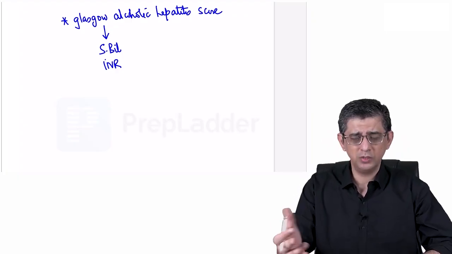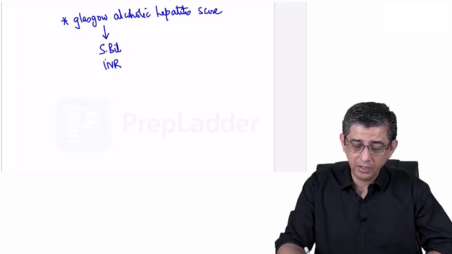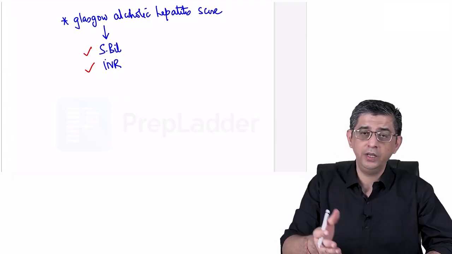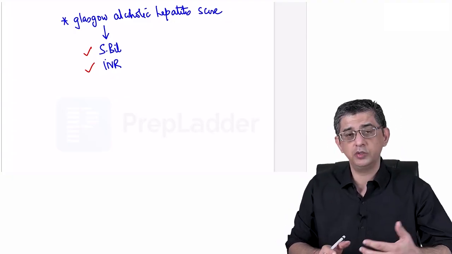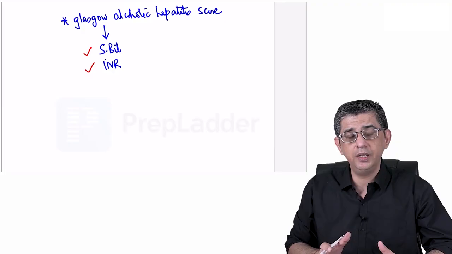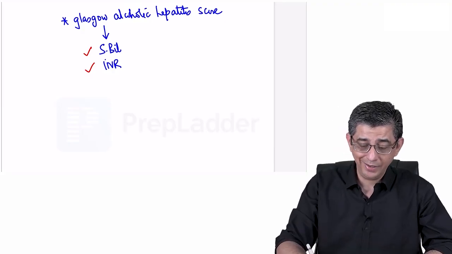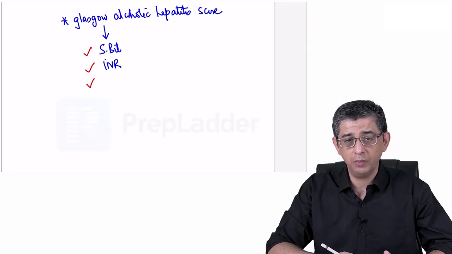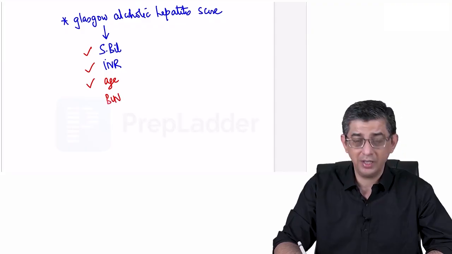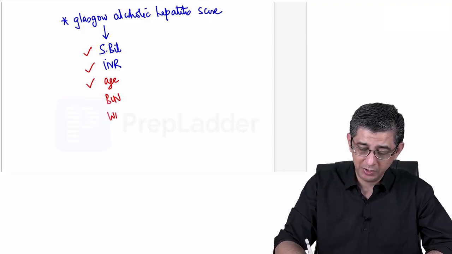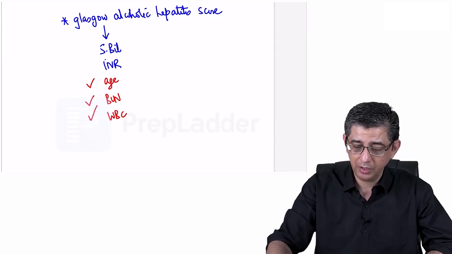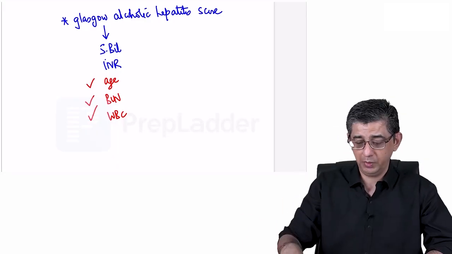And here, not too much work to be done actually. Serum bilirubin and INR are common in all the liver related scores, whether it be the MELD score or Child-Pugh. Ultimately serum bilirubin and INR definitely play an important role. But then the additional parameters you have to remember over and above these, and I'm using a separate color to mention them, are age, then blood urea nitrogen, and the WBC count of the patient. So these are three additional parameters for this score to be remembered.